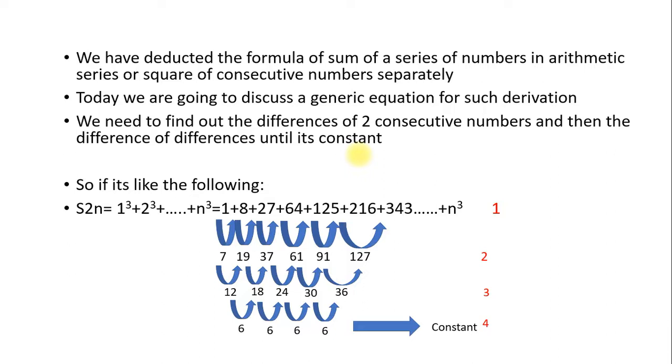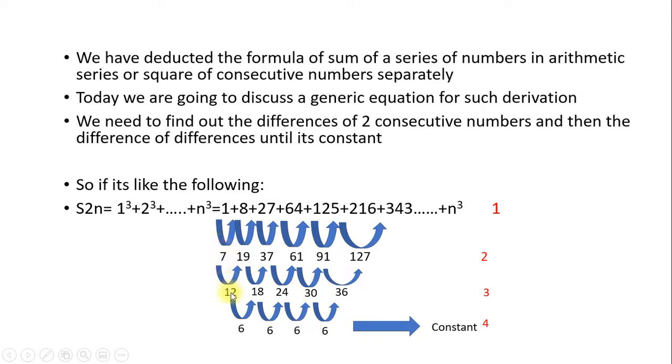Once we find the difference between these consecutive numbers, we try to find out whether these differences are constant. We find in the second level it's not constant. So again we take the difference of the consecutive differences. What I mean by that is we get 19 minus 7, it becomes 12, 37 minus 19 is 18, 61 minus 37 equal to 24, 91 minus 61 equal to 30, like that.